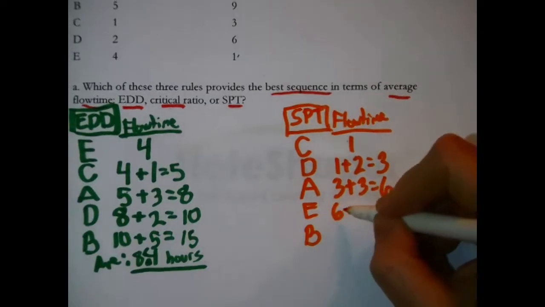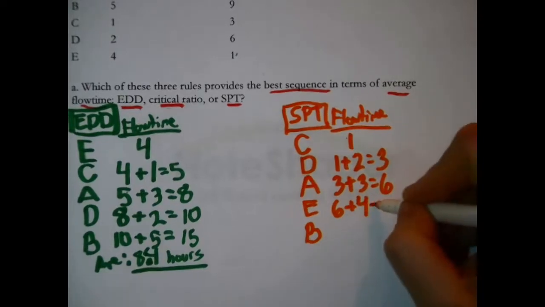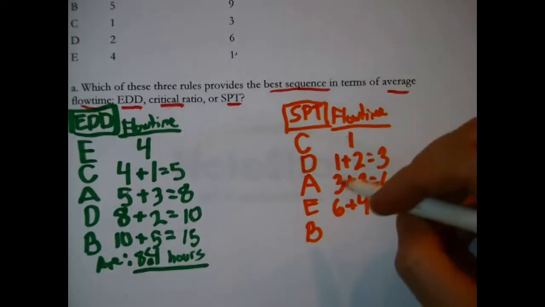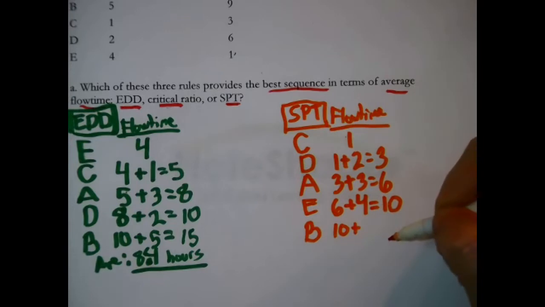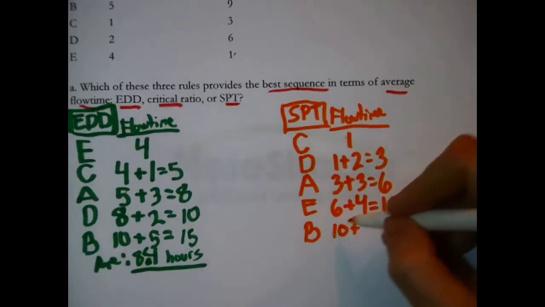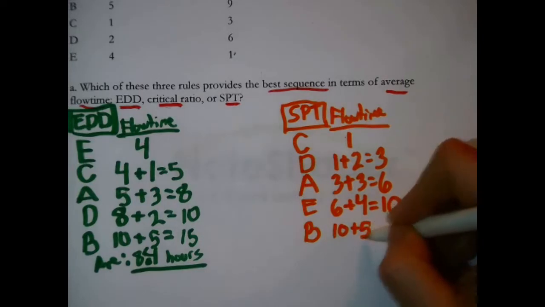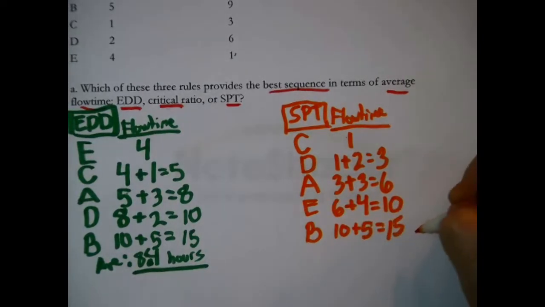E is 6 hours worth of work. E has to wait 6 hours. E is 4 hours worth of work, so its flow time is 10. And then B has to wait for 10 hours. B is 5 hours worth of work. The flow time for the job called B is 15.